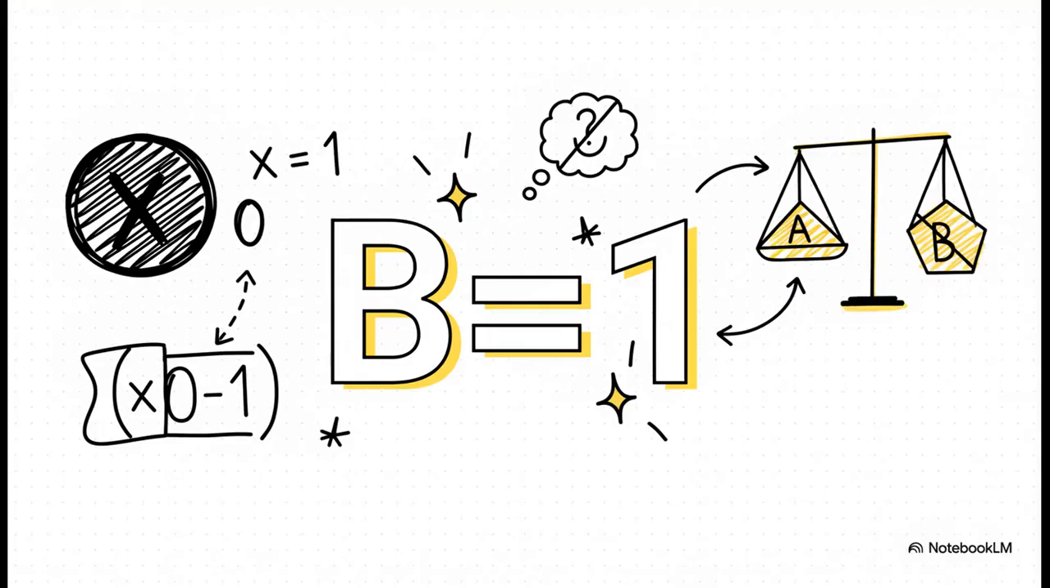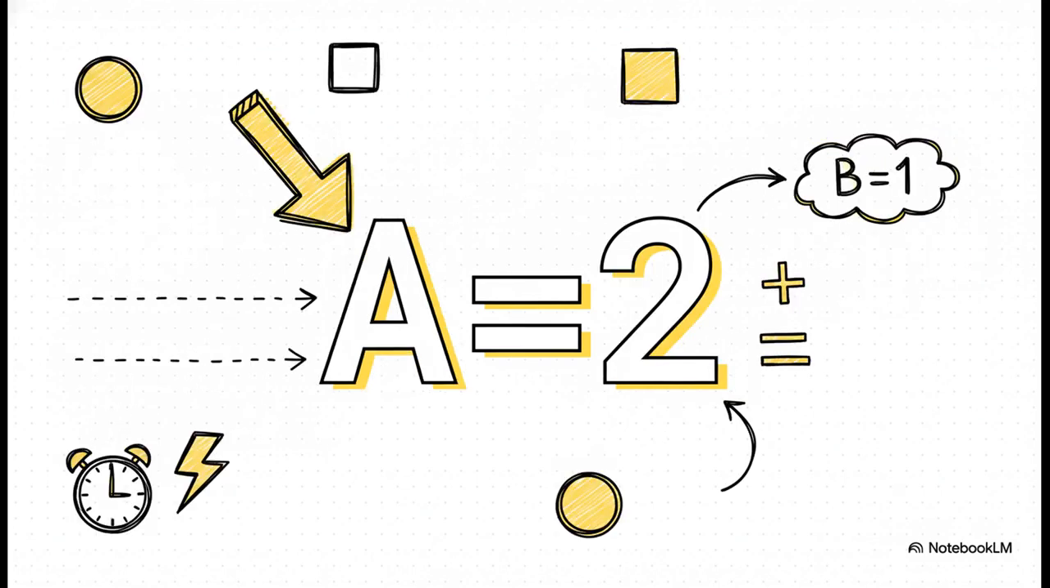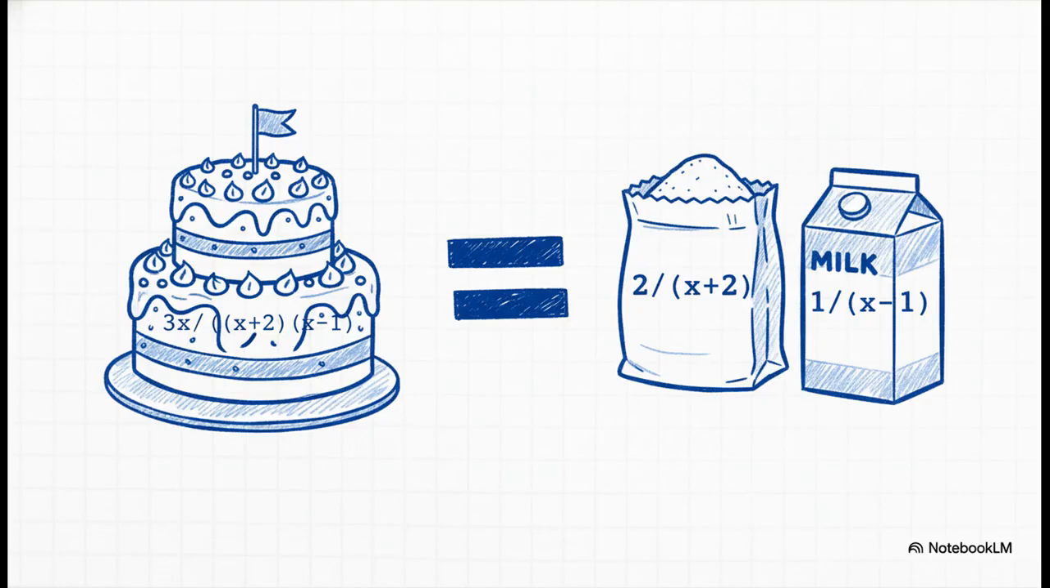Just watch this. If we choose x equals 1, the entire A term becomes 0, right? Because 1 minus 1 is 0. This instantly leaves B all by itself, and we find that B equals 1. No system of equations needed for that part. And we can do the exact same thing for A. If we choose x equals negative 2, the B term just disappears. And that lets us solve for A just as quickly. So the point is, we get the exact same answer, A equals 2 and B equals 1, but we got there way, way faster. And there it is. We have successfully deconstructed our complex fraction back into its original, simple parts. We have officially unbaked the cake.